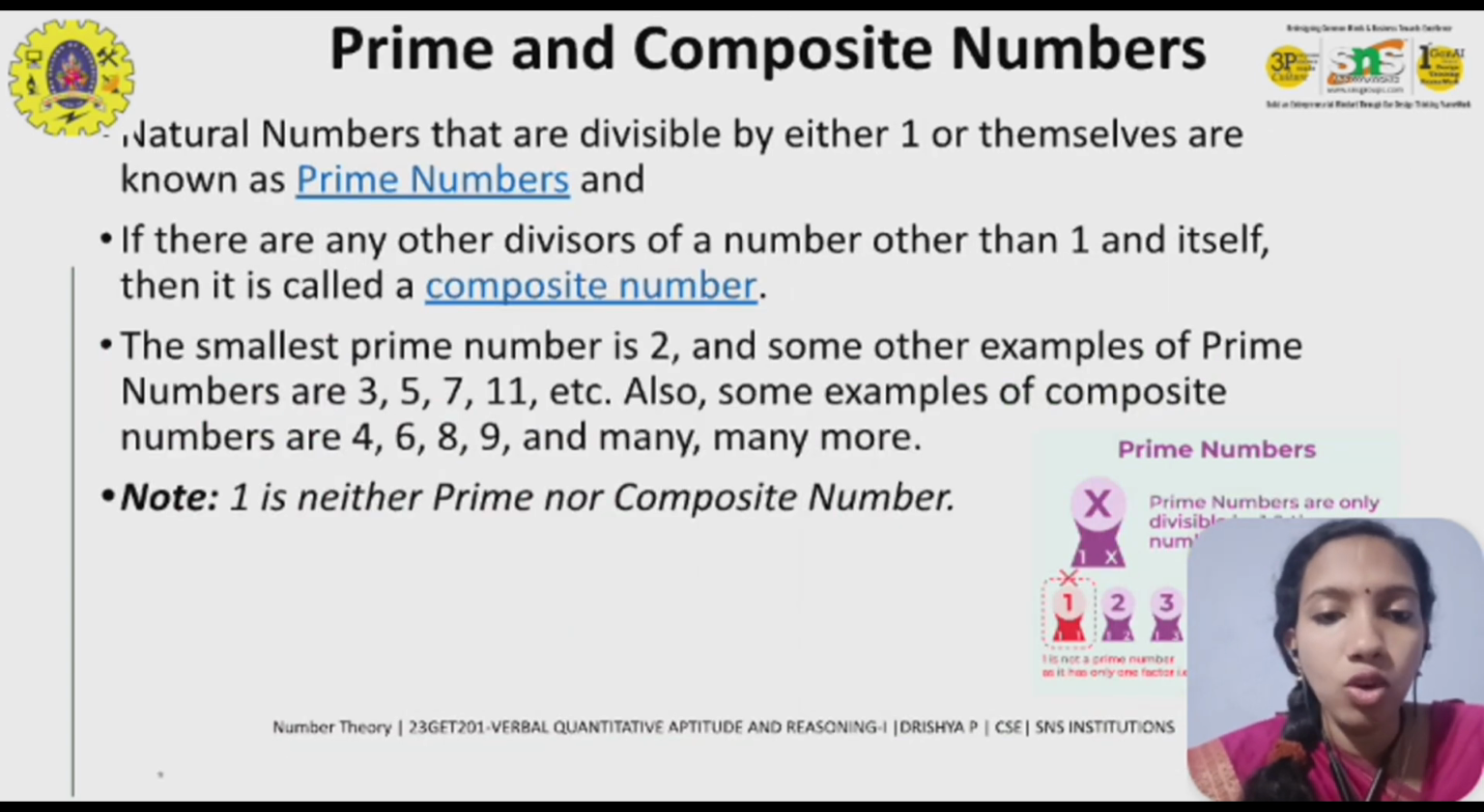The next is prime and composite numbers. Natural numbers that have exactly two divisors, 1 and the number itself, are known as prime numbers. If there are any other divisors of a number other than 1 and itself, then it is called a composite number. The smallest prime number is 2. I already explained everything in the last part. Some examples of prime numbers are 3, 5, 7, 11, etc. One note, just note this point: 1 is neither a prime nor a composite number.